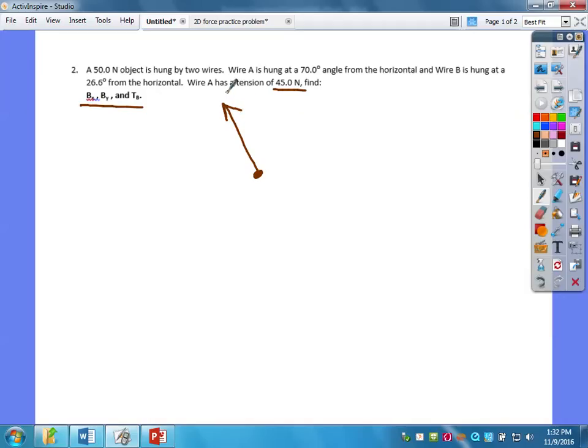We have a 70-degree angle wire, wire A, which has a tension of 45 newtons. And then wire B is at a 26.6-degree angle. And then we have weight. The weight of the object, it gives it to us, is 50 newtons, right away, don't have to solve for it.